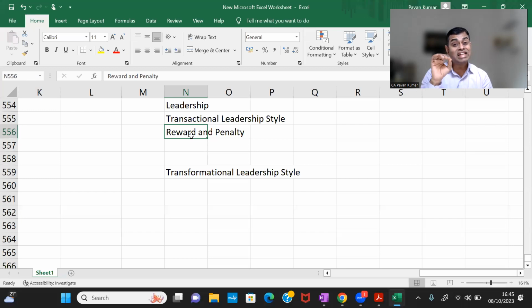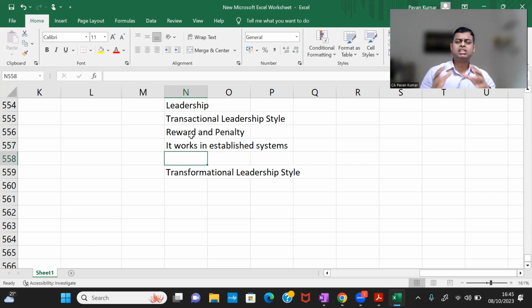This is called transactional leadership style. It works in established systems, where a proper system and organizational structure is there. Hierarchy is there, and you are working systematically and structurally. This works in a stabilized, stable environment.